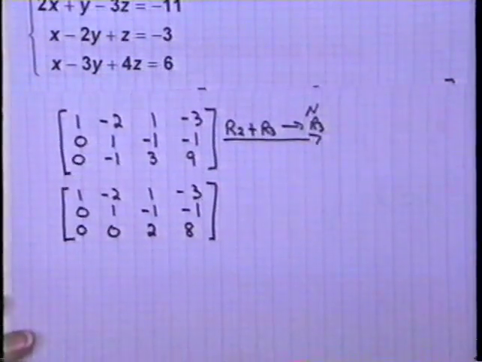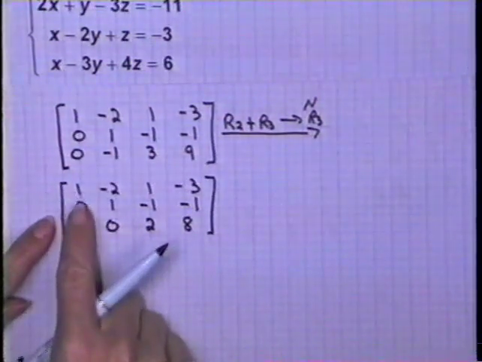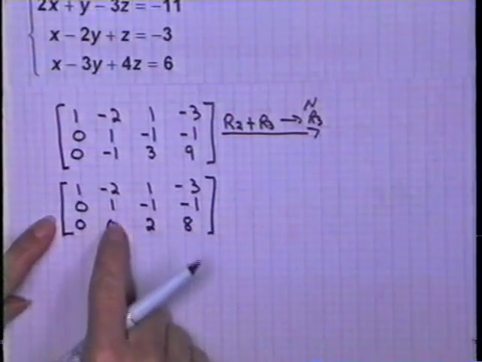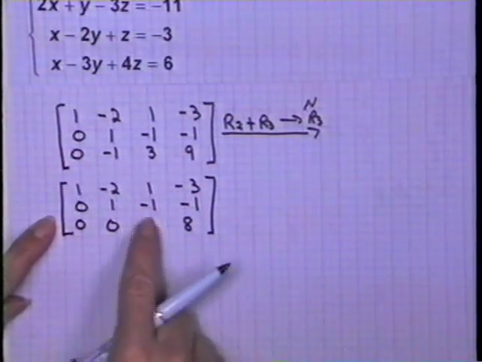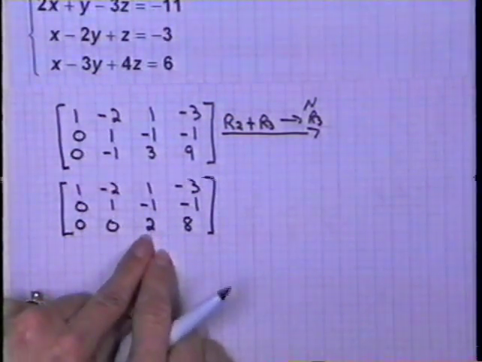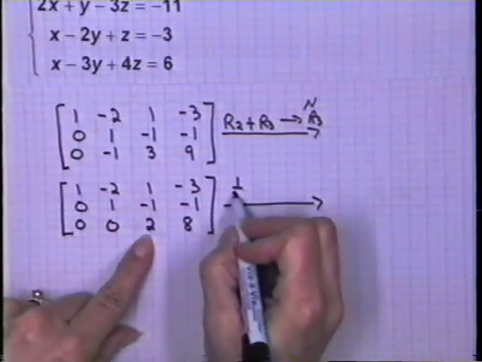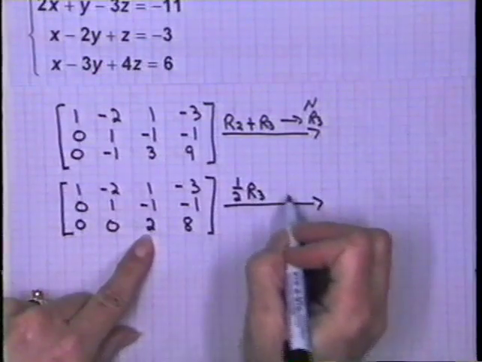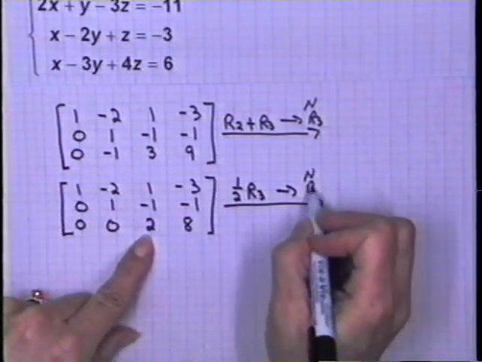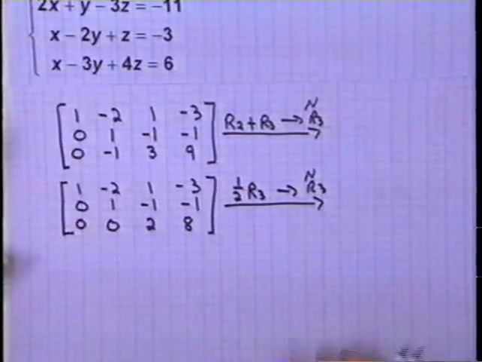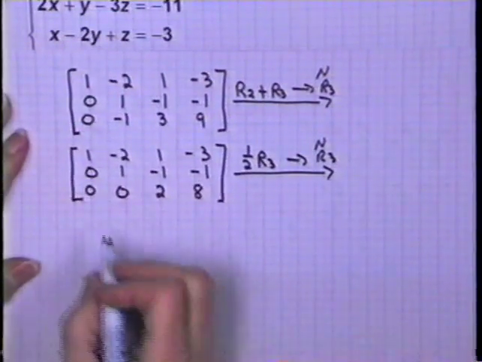Okay? Well, you can see we're doing really well here. 1 with zeros, diagonal down, 1 with a 0 under, diagonal down. I need to change that into a 1. Okay, well, how can I do that? Can't I do that by just multiplying 1/2 times row 3? And that will become my new row 3. Okay, let's do that and see.